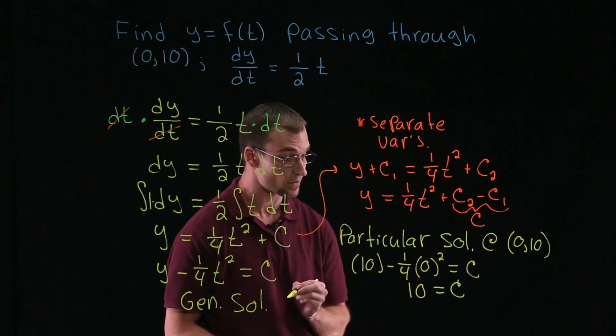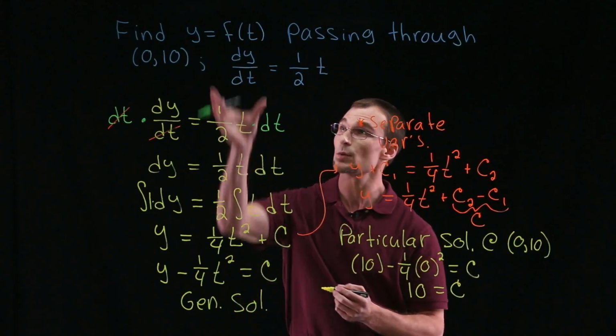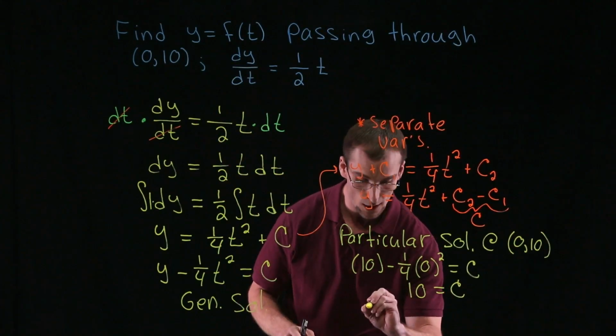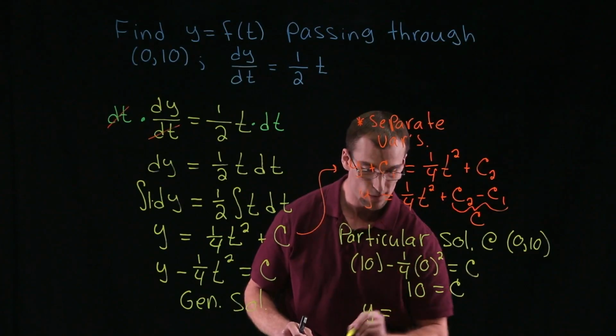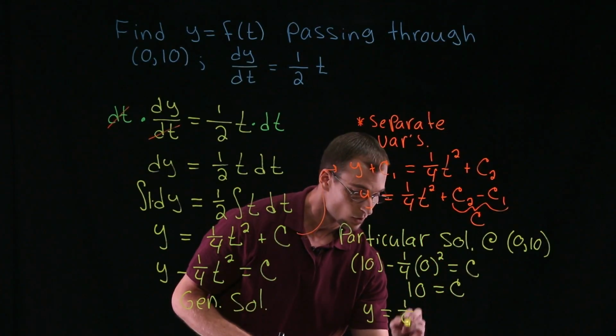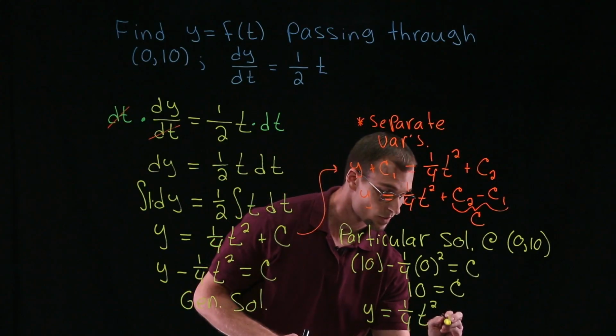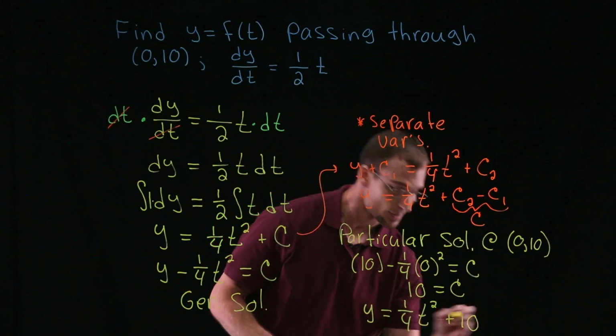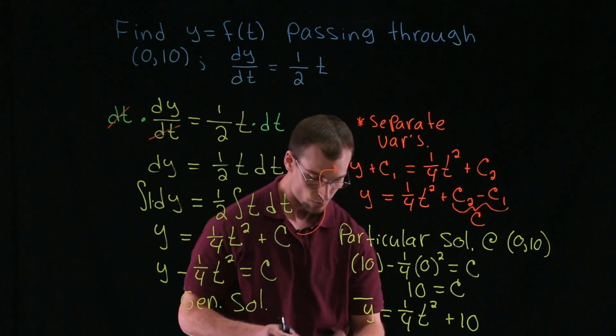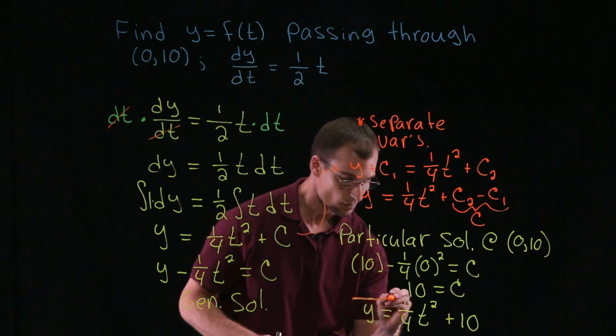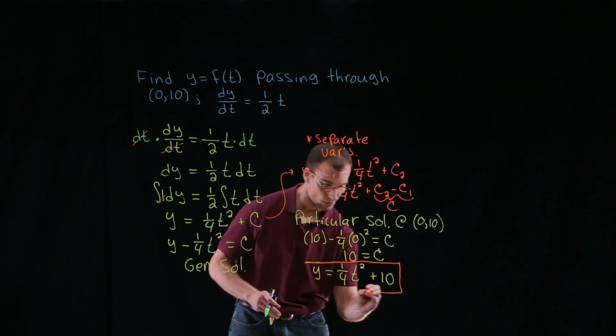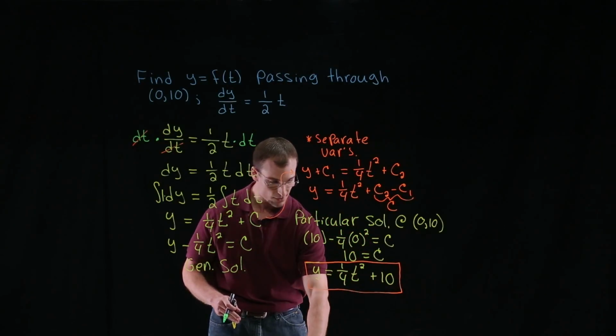So then plugging that specific value back in, and we're going to write it as we say in the directions, y equals f of t. So y on the left is going to be equal to positive 1/4 t squared plus the constant 10. And there is our particular solution, y equals f of t, passing through the point 0, 10. Now we're going to use a graphing utility to graph the solution to our differential equation. So we're going to graph the solution, y equals 1/4 t squared plus 10.